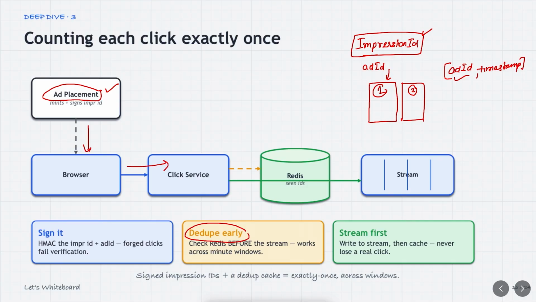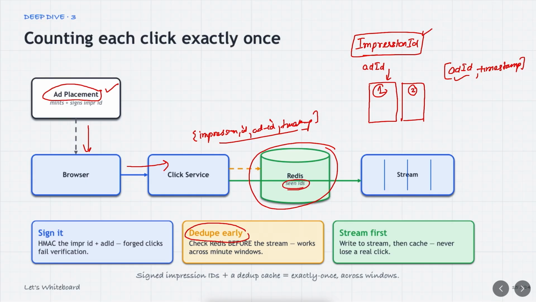And when we traverse that click, we pass on the impression ID, ad ID, and then timestamp. Whenever this impression ID is going on, we pass that on, and we also introduce a cache in between. This is for capturing the seen IDs. Seen IDs mean that if we have already processed one impression ID, we won't process it again. So how do we do it? Whenever the click service is passing on to the stream, we can either put it here or we can put it before the Flink tasks.